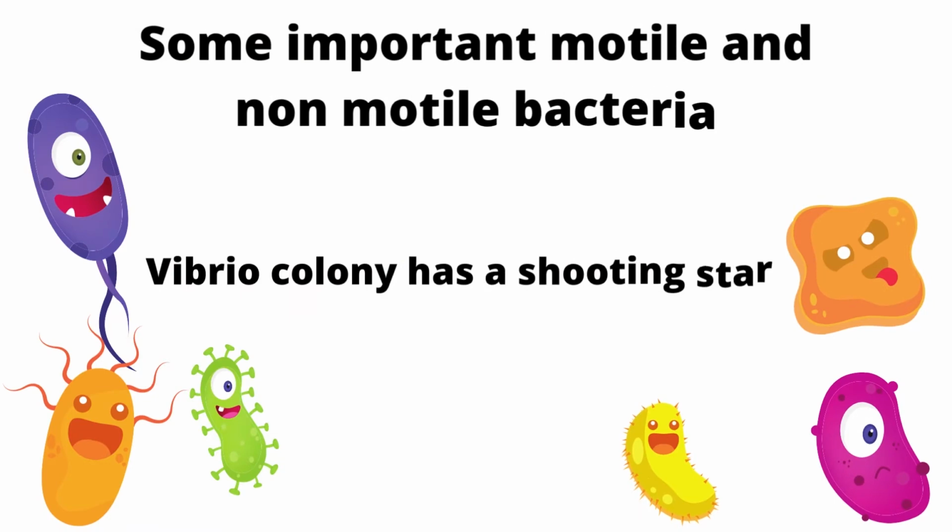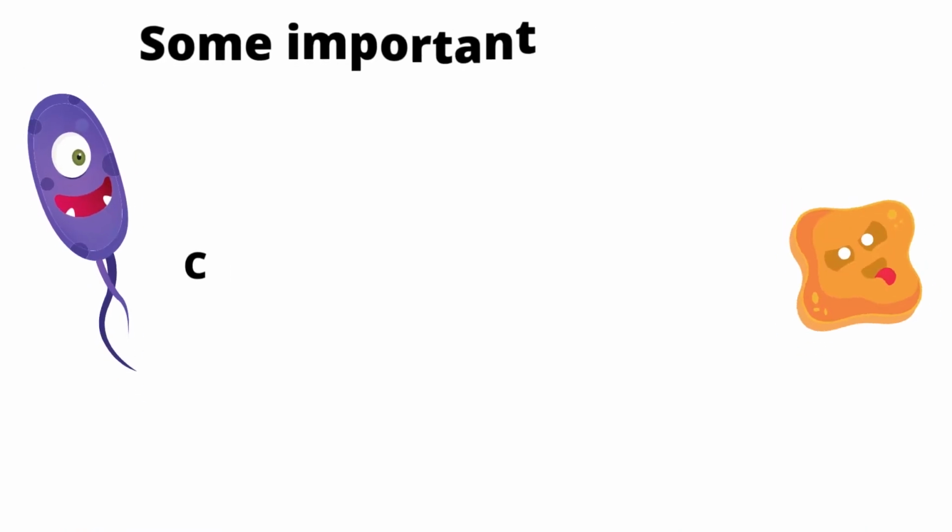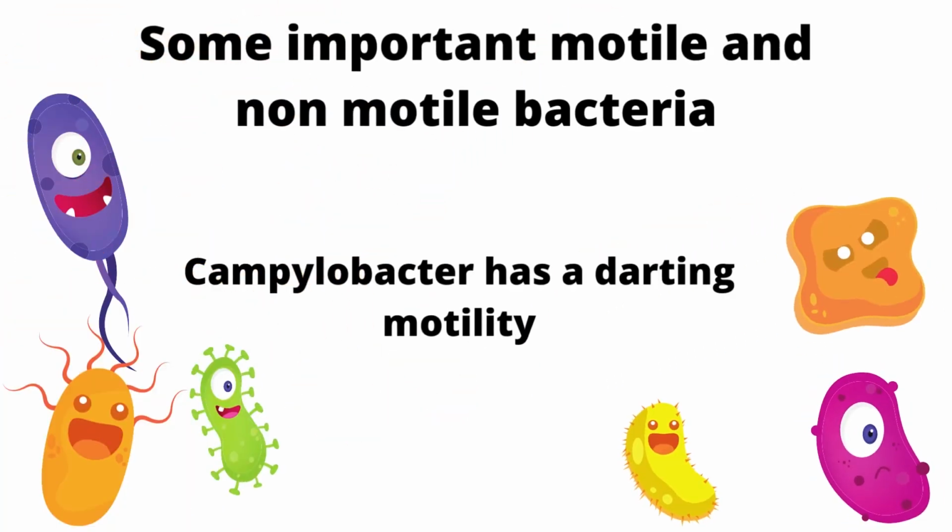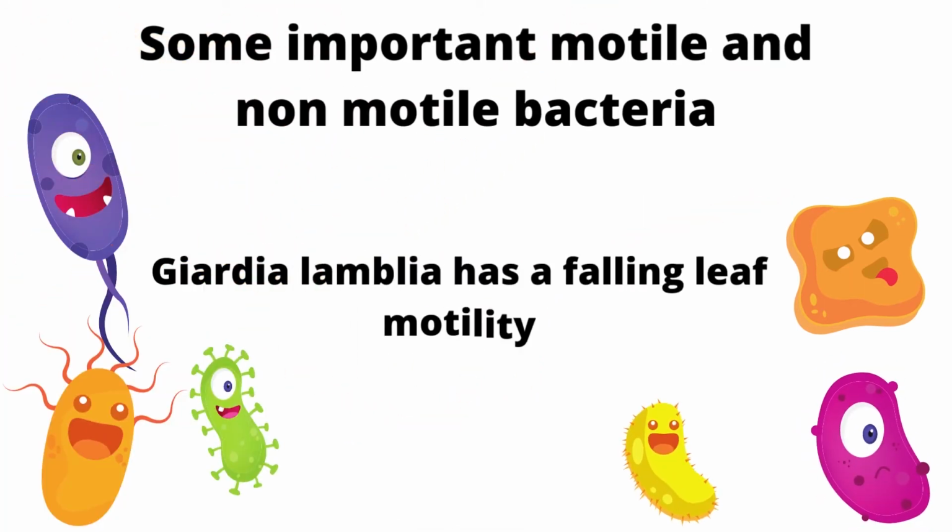Vibrio has a shooting star motility. Campylobacter has a darting motility. Giardia lamblia has a falling leaf motility.